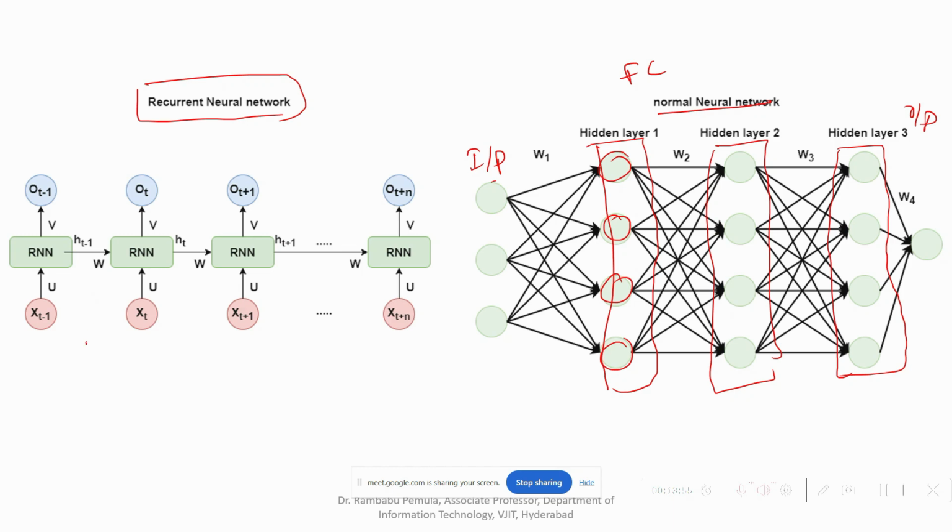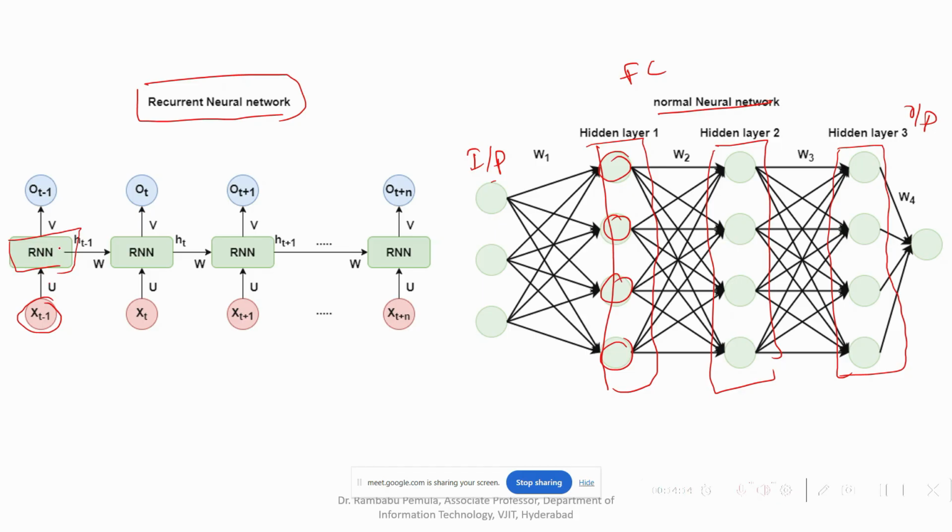Now in the recurrent neural network, there are different timestamps. At ht minus 1, xt minus 1, there is some input, and that content provides the input for the neuron.